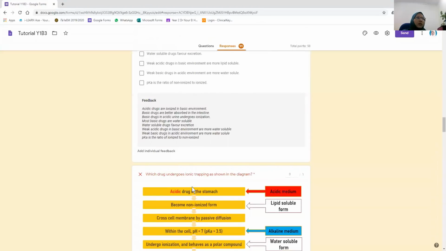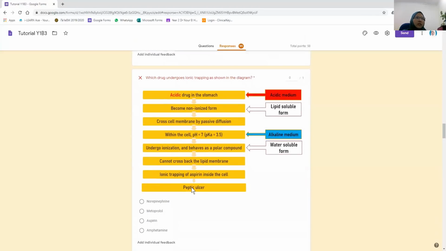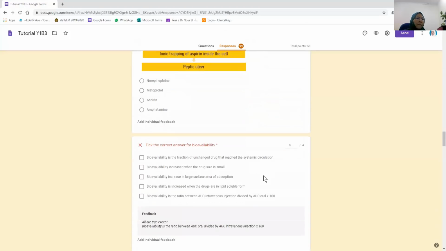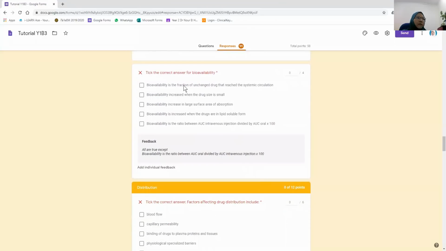Right. So now we go on to the next question. 97% got this right. Well done to you. So ionic trapping happens in aspirin. You can read this in your notes. Right, next. Bioavailability.